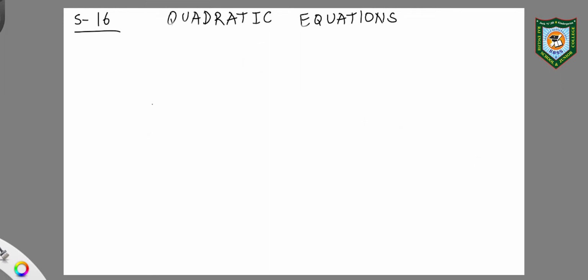Hello students, welcome to section 16. We'll be starting with some problems related to nature of the roots of a quadratic equation. So here I have example number 1 from page number 46.